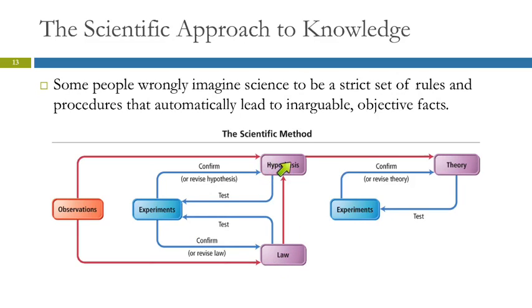Laws can lead to a hypothesis. Hypotheses can lead to theories. Theories also are tested by experiments. Okay? So it's just an overall process that we do.